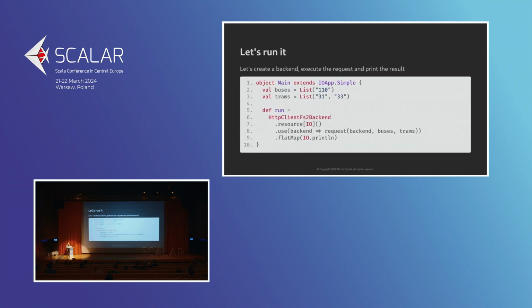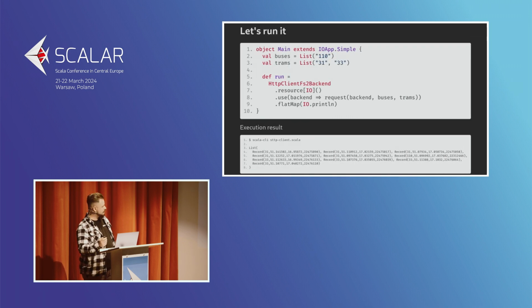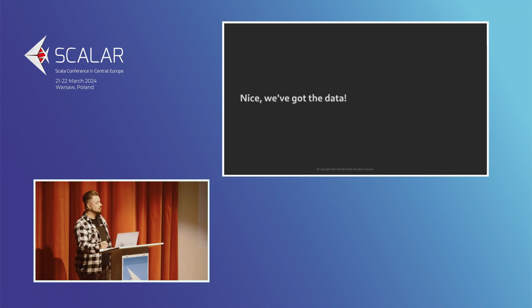So let's plug our logic in. So we have specified some trams and buses just to have something to work with. We are creating this FS2 backend and use it with this request method. So basically, we obtain the backend, we plug it into the request method along with the buses and trams, and we print out the results. So we should be good to go because I/O println returns you an I/O of units, so that's compliant in terms of types. So what's the result? Well, using Scala CLI, we can see that there is a bunch of results that look promising, right? So good. We have the data, but we also have K.